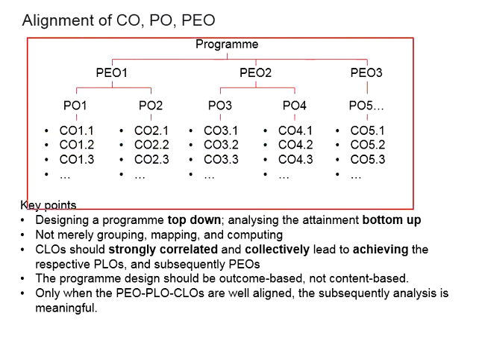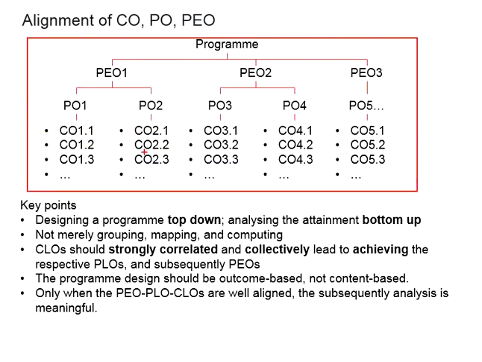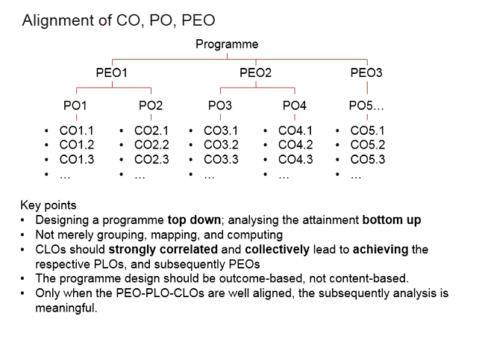The diagram here shows the relationship between the CO, PO, and PEO. You will see that there will be a series of COs attending to one PO, another series of COs attending to another PO, and then several POs will lead to the attainment of a PEO. It is only when all the PEOs are attained that we know that the program is functioning well.